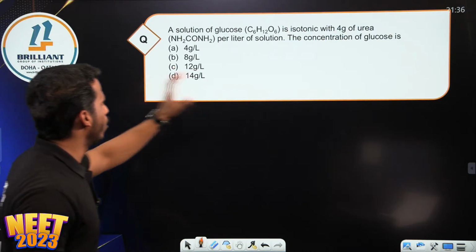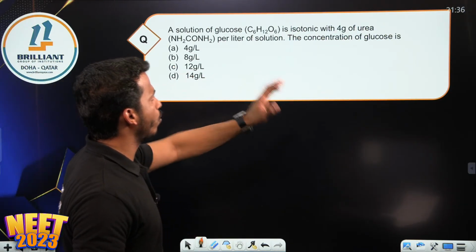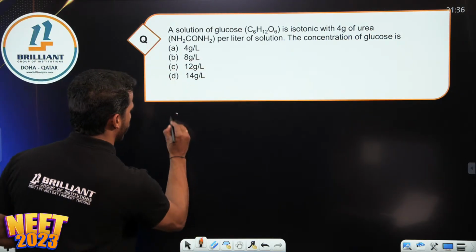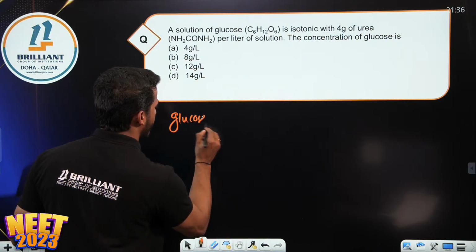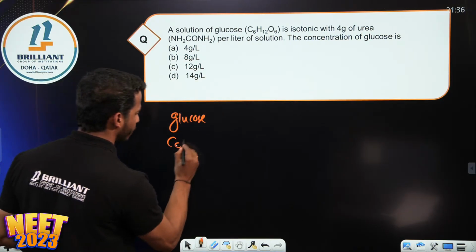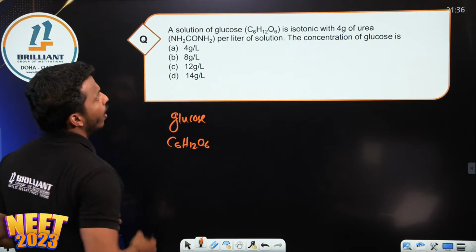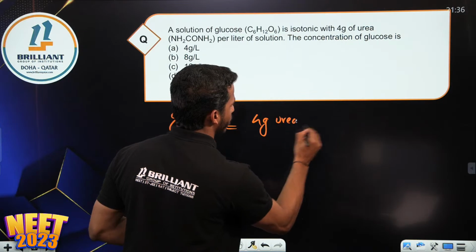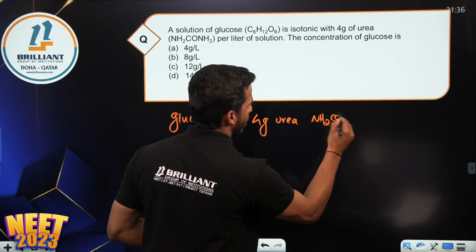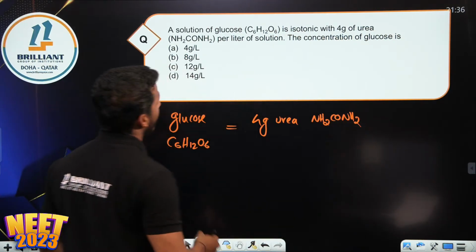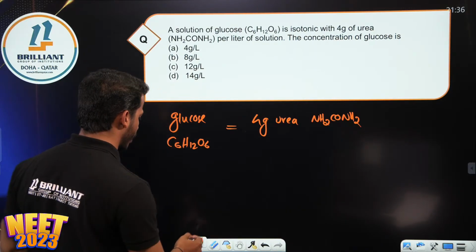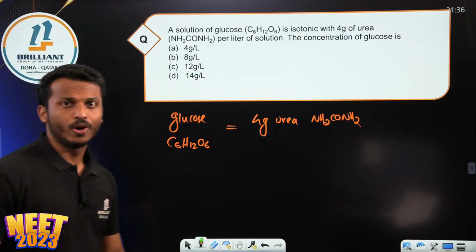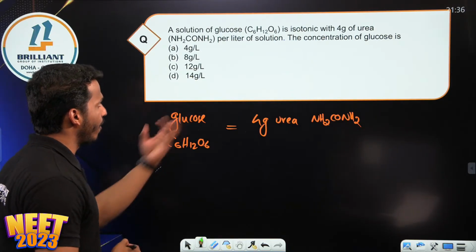A solution of glucose, C6H12O6, is isotonic with 4 gram urea, NH2CONH2, per liter of solution. What is the concentration of glucose? As I told you, dear all, they are asking for the weight.